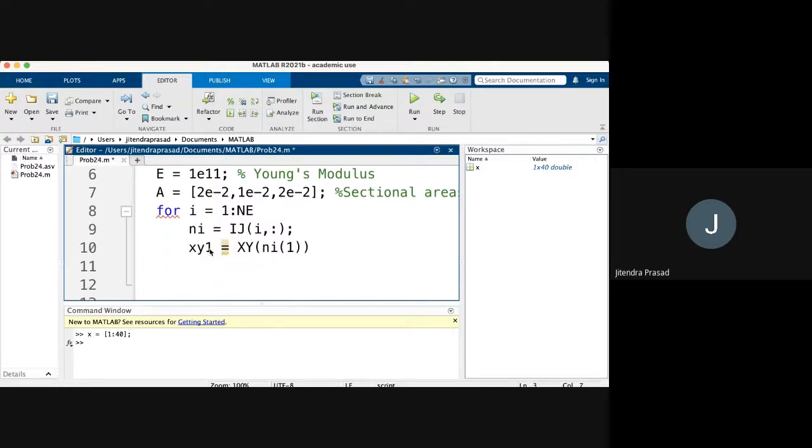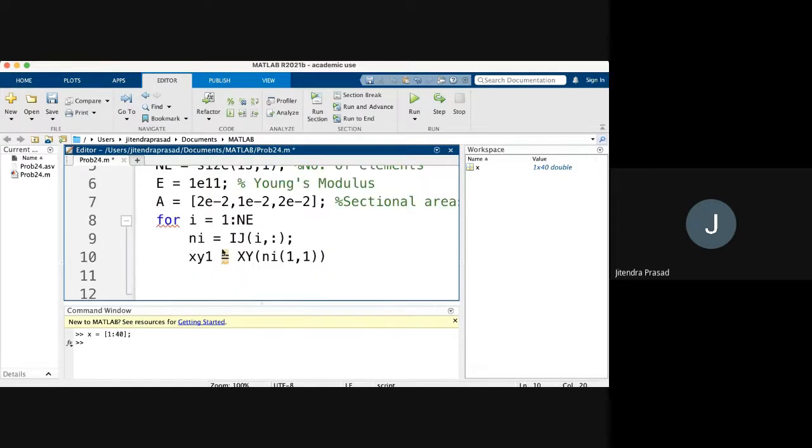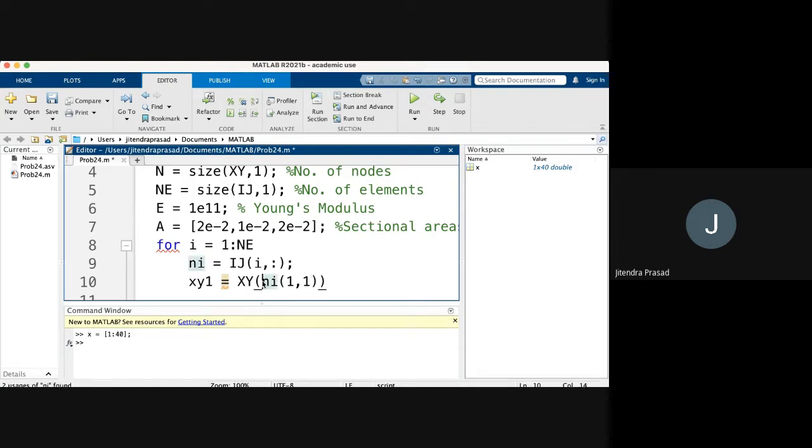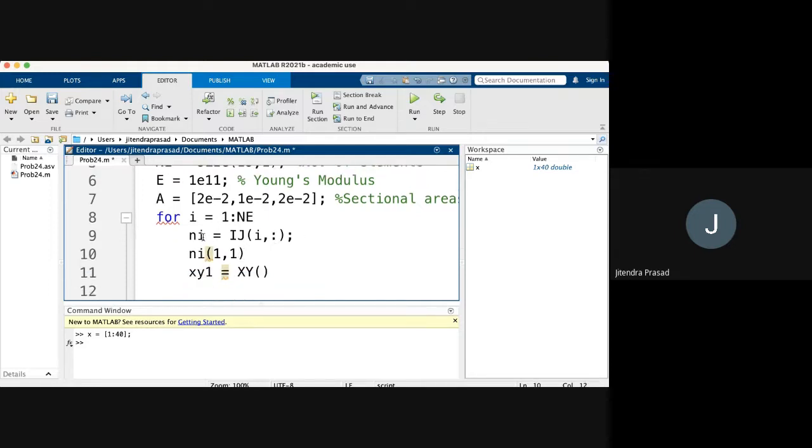So x1 will be equal to ni 1 1. This gives us the node number. Okay, this is the node number that it gives you. So I will separate it out so that it is not confusing. Okay, so like this. So we get ni, which has the two nodes.